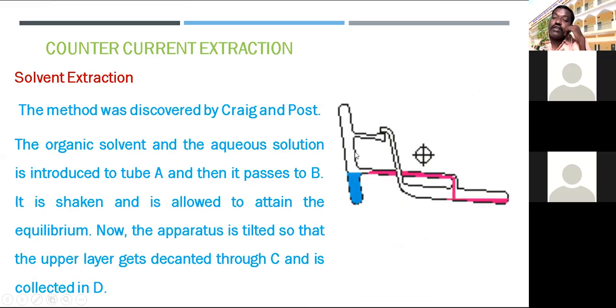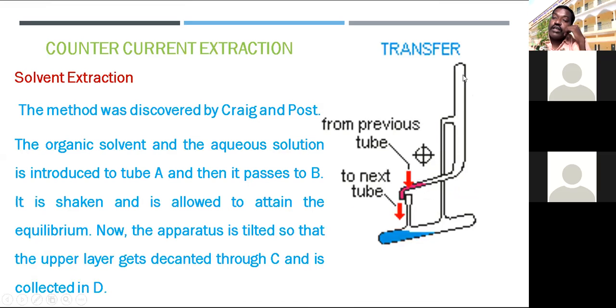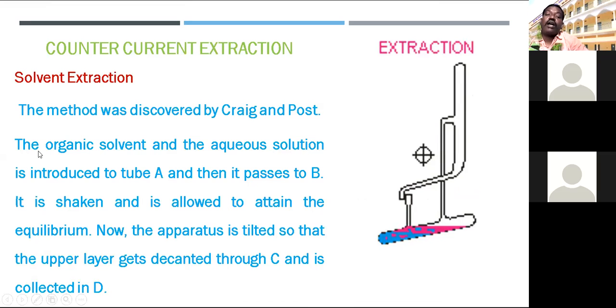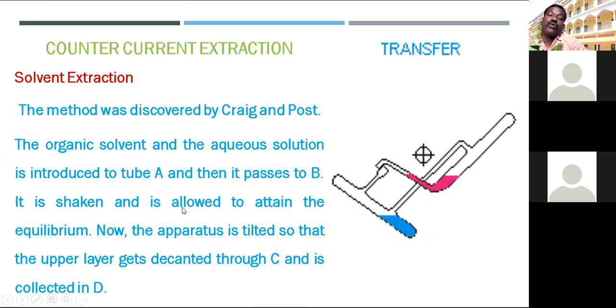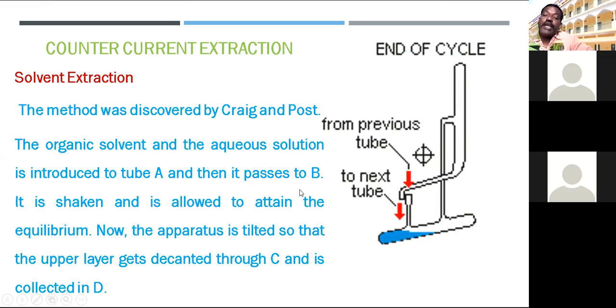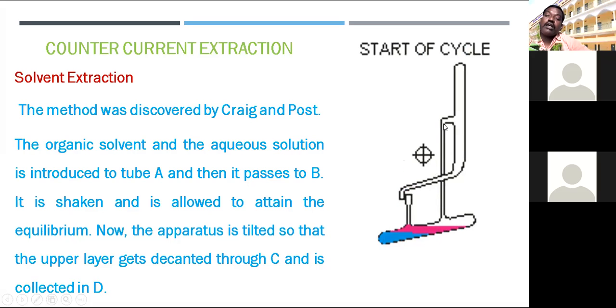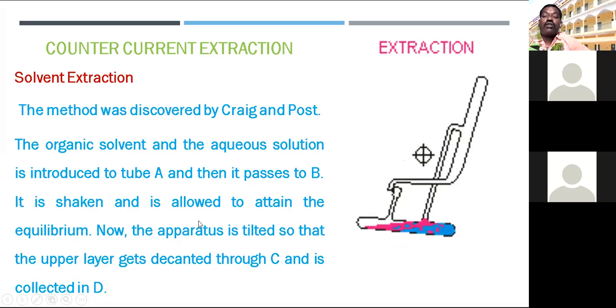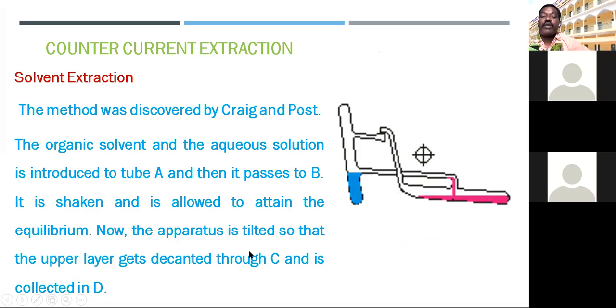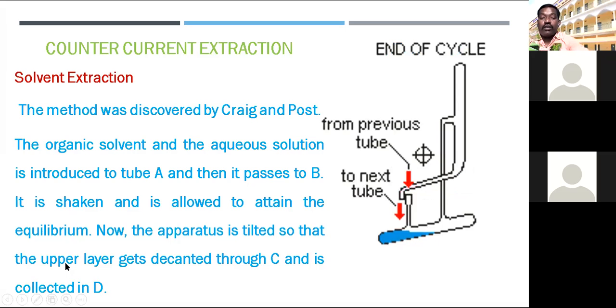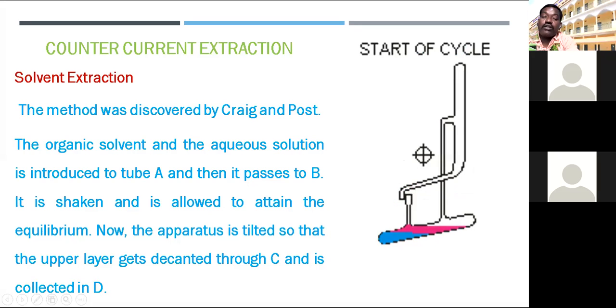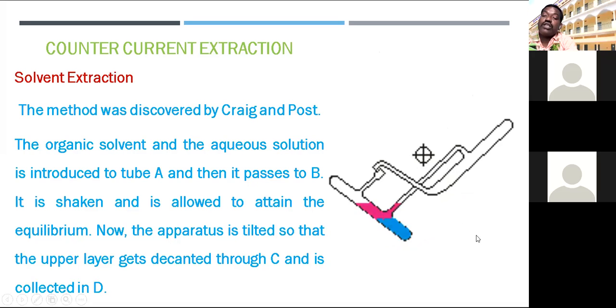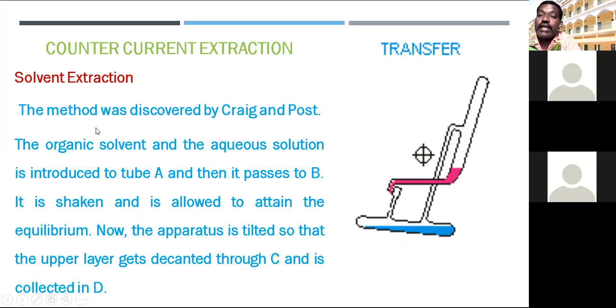Here the mixture of the solvent is shaken and transferred through A to E. The organic solvent and aqueous solution are introduced into tube A. The starting stage is tube A, and it is passed into B. After shaking, the mixture at position B is allowed to attain equilibrium, and the upper layer liquid is transferred, while the aqueous solution is collected in D. This is the type of instrument used for counter current transfers.